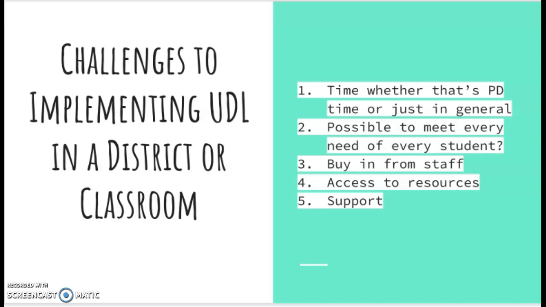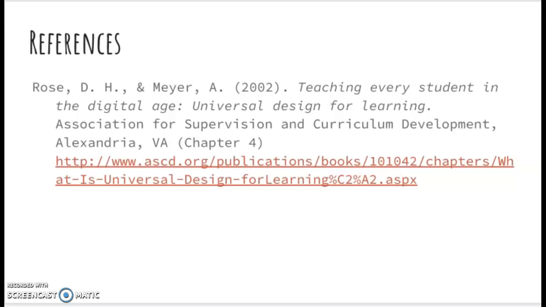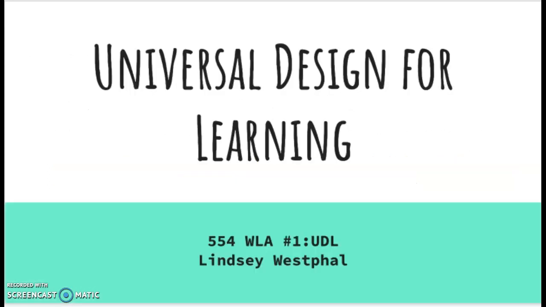But I think support is super important, and all of those can present big challenges when implementing Universal Design for Learning into your district or classroom. And then here are my references. Mostly I looked at Rose and Meyer, chapter 4, but also just the stuff that we've used in the classroom. So yeah, there you have it. That is my presentation on Universal Design for Learning. Thanks.